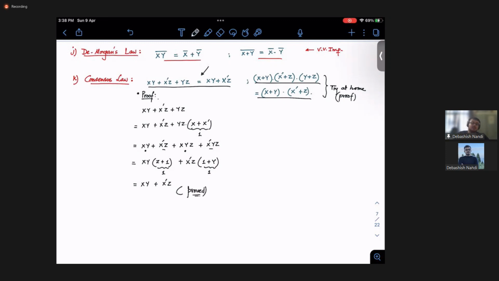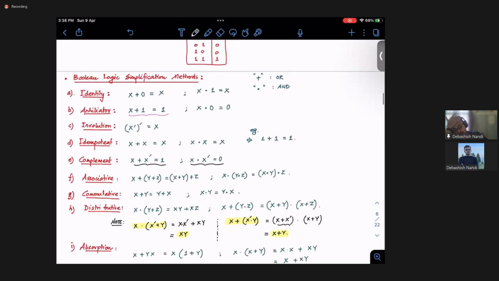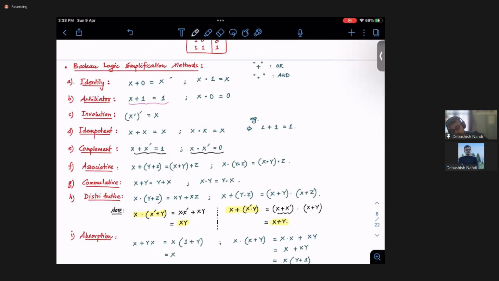So in a similar way, you can try to prove this one. Try to prove the dual. By the way, the way I am writing this kind of formulas, these two are called duals of each other.